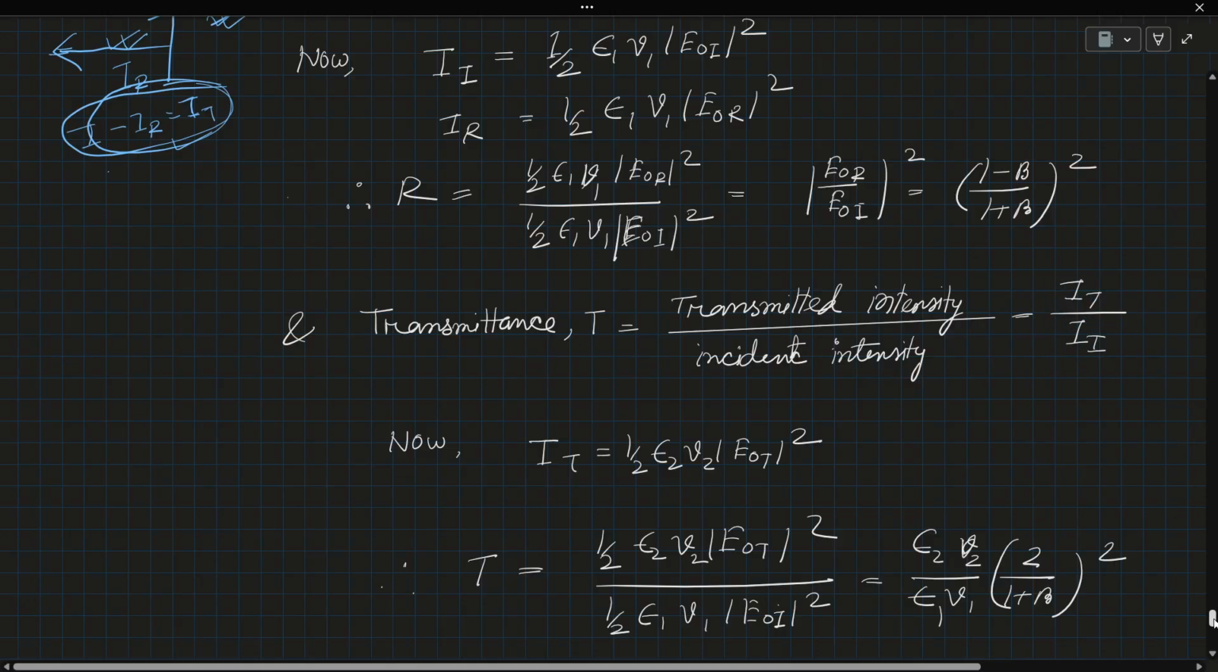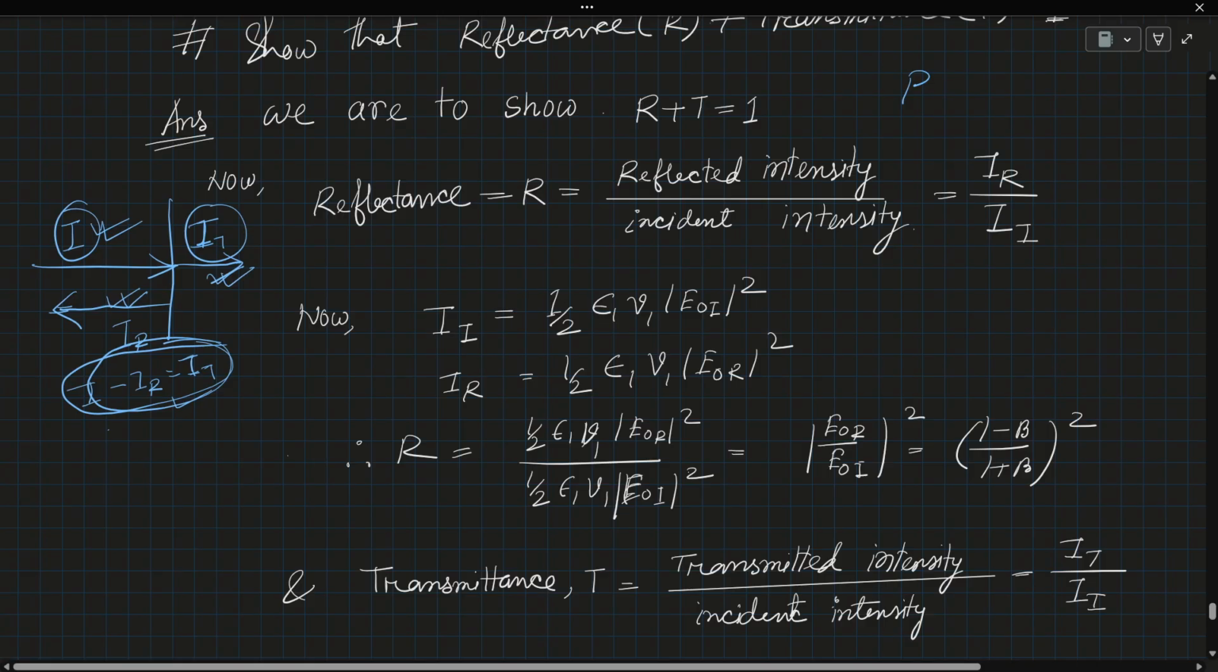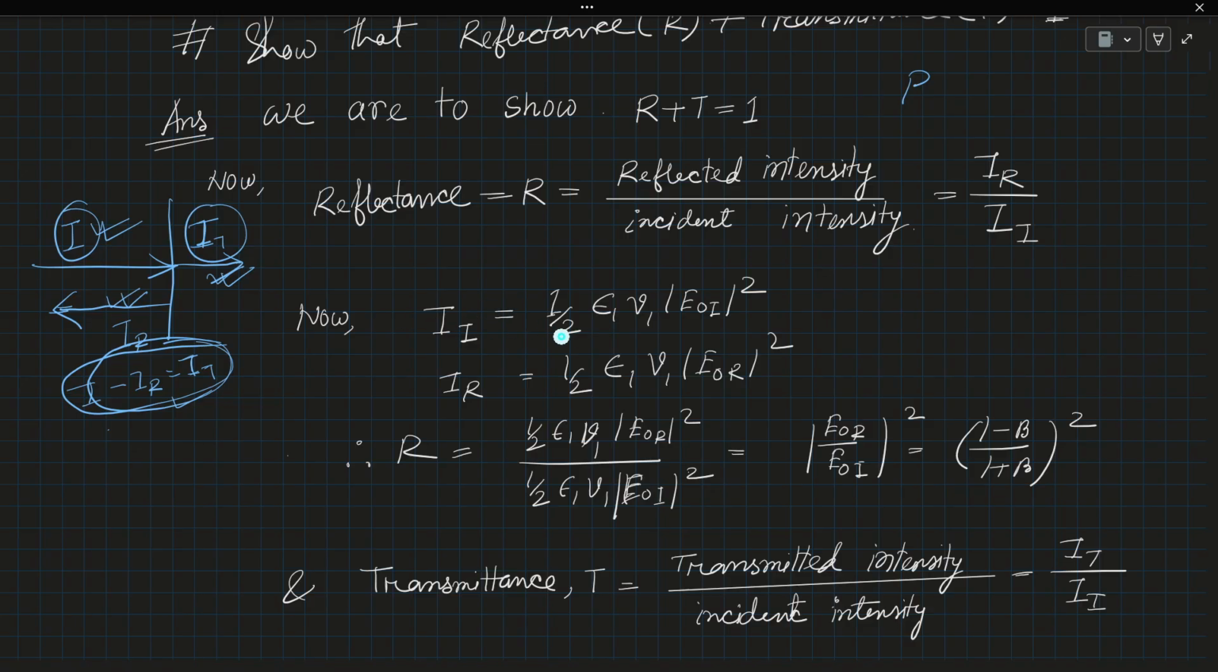Now how can we write the intensity in terms of electric field? In terms of electric field, I can write the intensity as I equals half of epsilon V and E, magnitude, squared. So intensity is half of epsilon, where epsilon is the permittivity of the medium, V is the velocity of the wave in that medium, and E is the magnitude of the electric field in that medium, right?